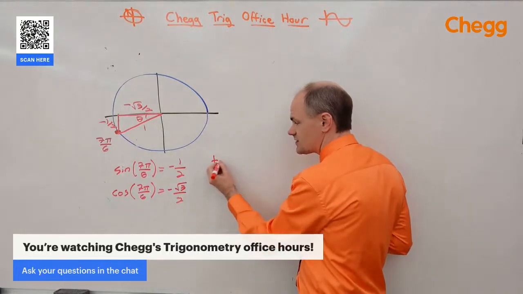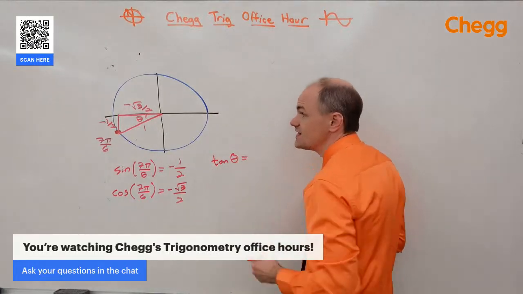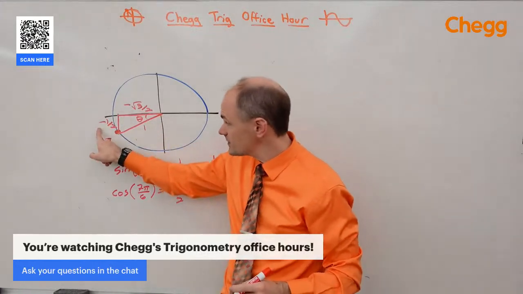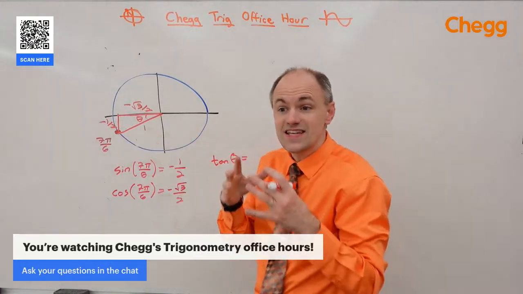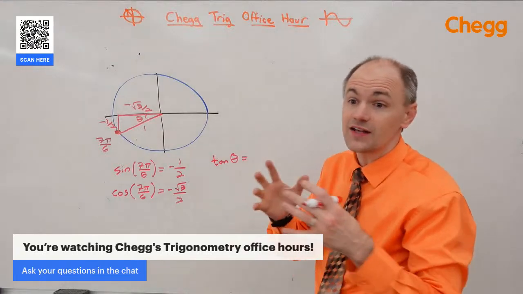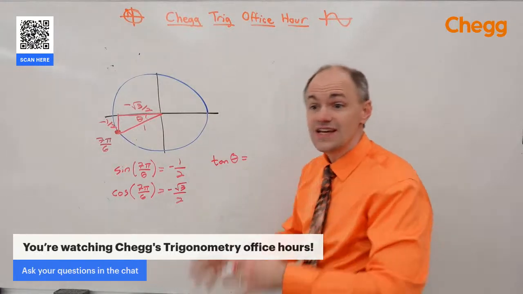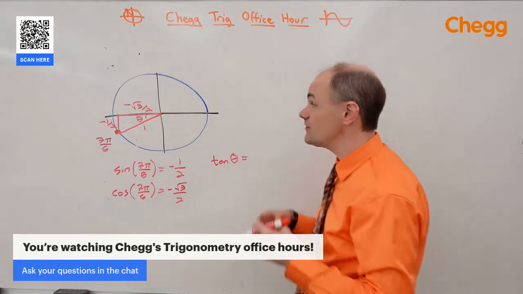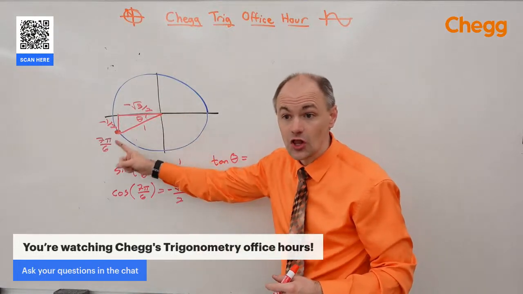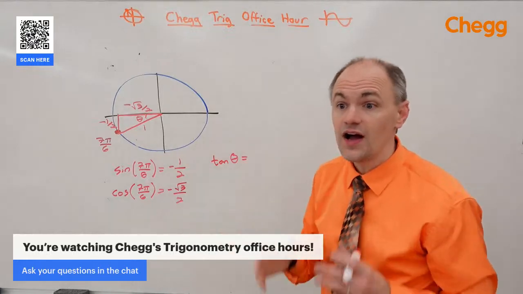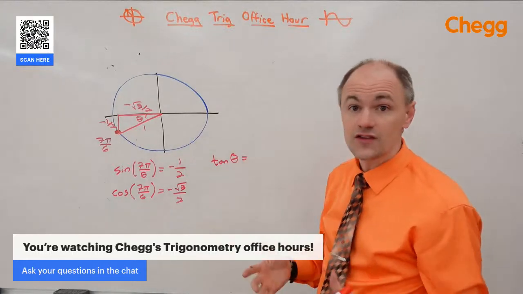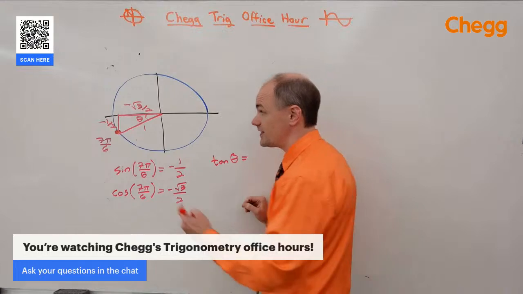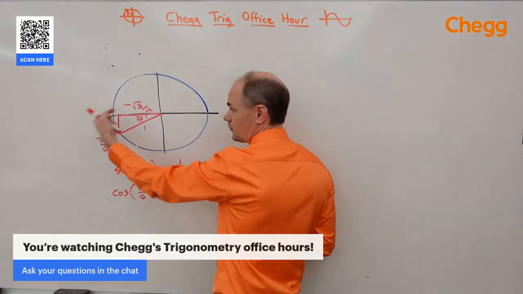Now the tangent is the opposite over the adjacent. Tangent is the y divided by x. Tangent is the sine divided by the cosine. It's all the same thing. In fact, you can even think of tangent as the slope of the radius on the circle, which is kind of cool because it's really doing the rise over the run.